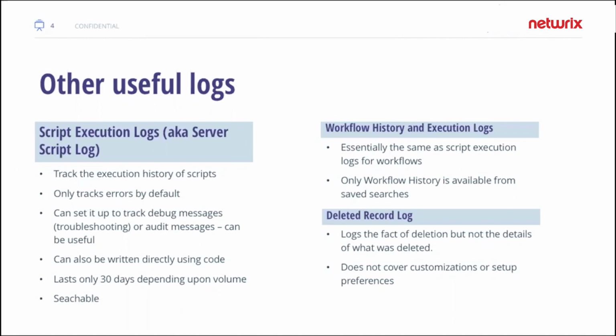Workflow history and execution logs are essentially the same thing, only relating to workflows. And then there's the deleted record log, and the deleted record log does get some attention. It logs the fact of a deletion, but not the details of what was deleted. And so it's good that you know there's a deletion, but you could, for example, have somebody create something, remove it, and you would not know exactly what they've removed. And it doesn't cover customizations or setup preferences or anything that relates to the configuration of the system.